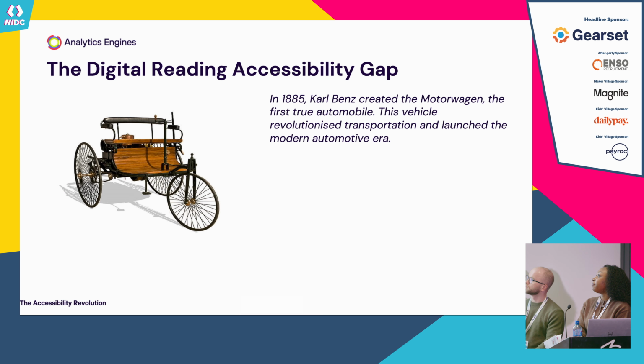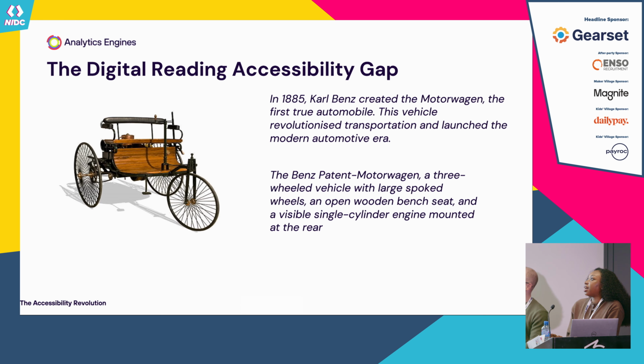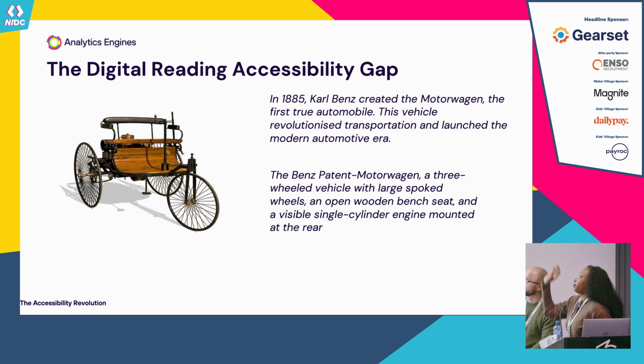But if you have the alt text added, if you're listening to it, you would have the extra paragraph: the Benz patent motor wagon, a three-wheeled vehicle with large spoked wheels, an open wooden bench seat, and a visible single-cylinder, well, this is a mouthful, sorry. A visible single-cylinder engine mounted at the rear. And that feels more complete, and I feel like I've gotten way more information about the first car ever built rather than relying on the first single paragraph. And that's how people who rely on screen readers experience documents that don't have alt text added to them.